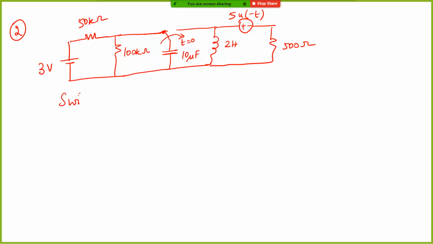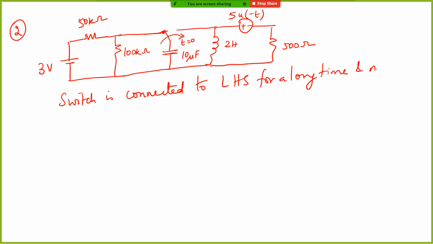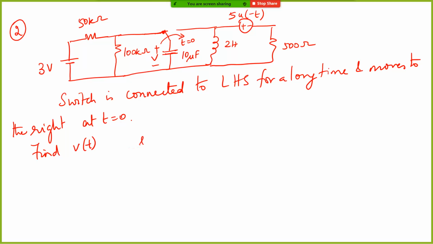The switch is connected to the left hand side for a long time and moves to the right at t equal to 0. One thing you need to find out: here this is the voltage V. The question is to find V of t, and V of t at t equal to 1 millisecond.